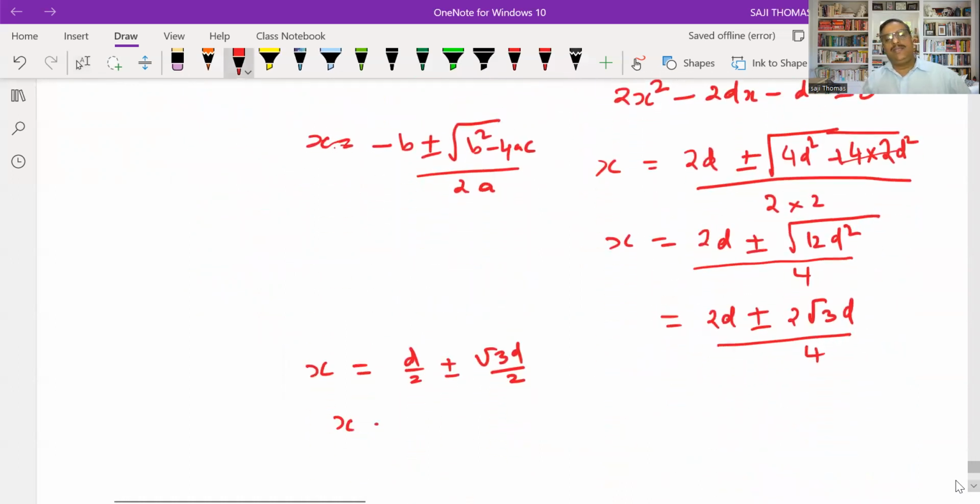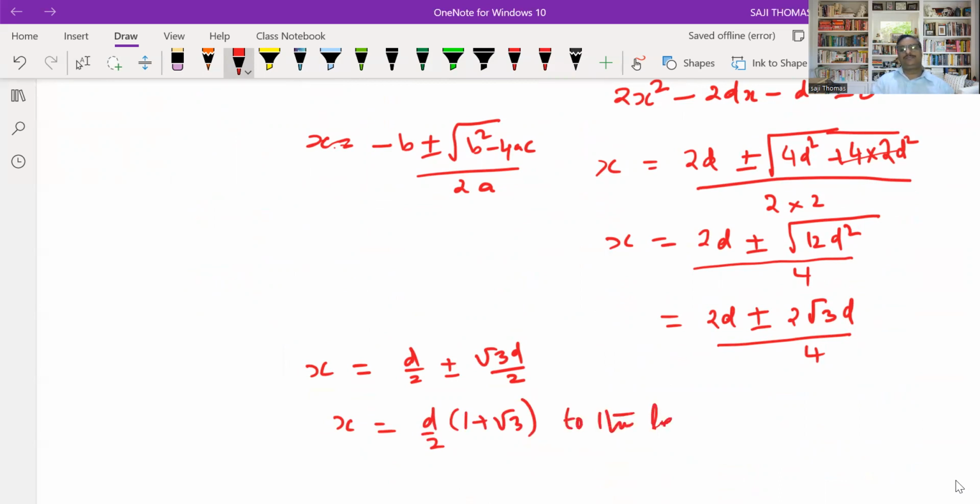x will be, you can take common, what common you can take? d by 2 into 1 plus root 3. This is to the left of q.